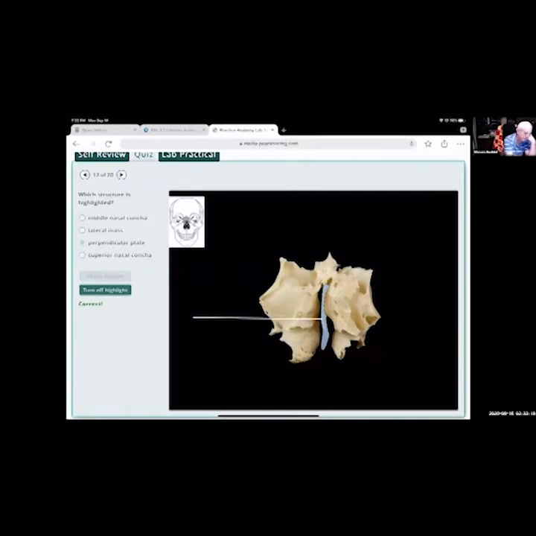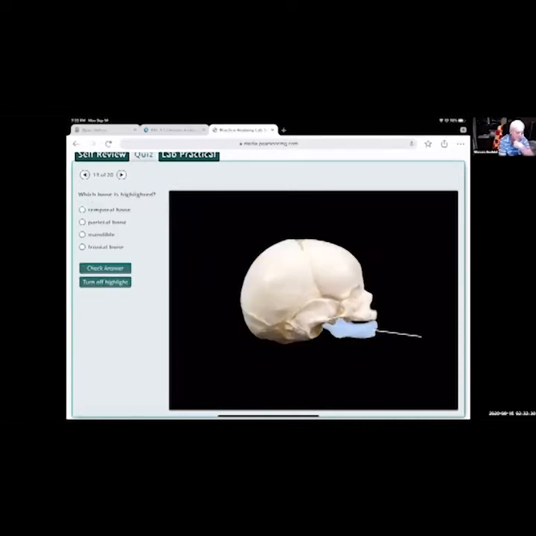Okay. What bone is highlighted? That one should all get. Mandible. No one should miss that in my class.